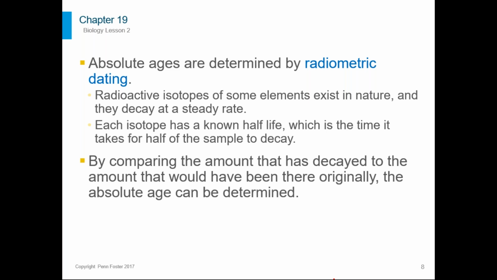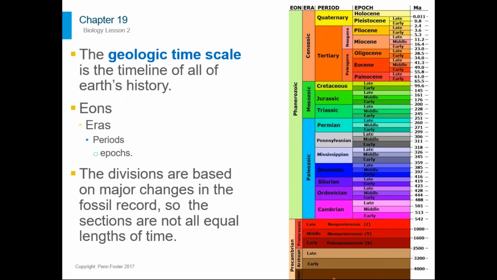So when we look at the entire history of the Earth, we can come up with the geologic timescale. The geologic timescale is the timeline of all of Earth's history. There are 4 eons, those are these levels here, the 4 eons. And the eons are divided into eras, which are divided into periods, which are divided into epochs.